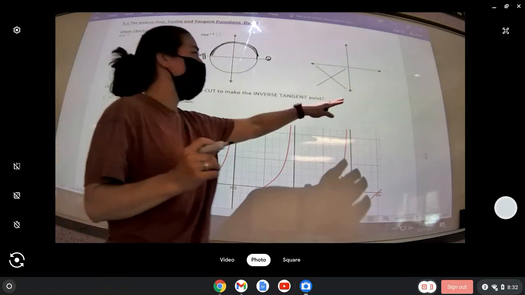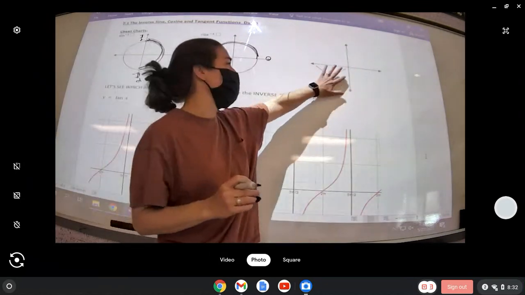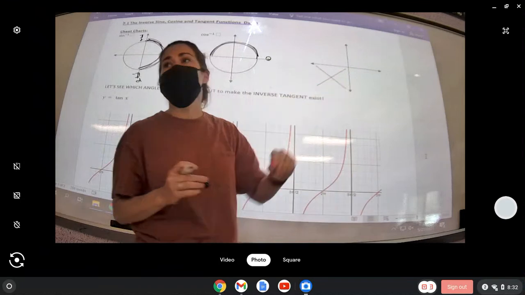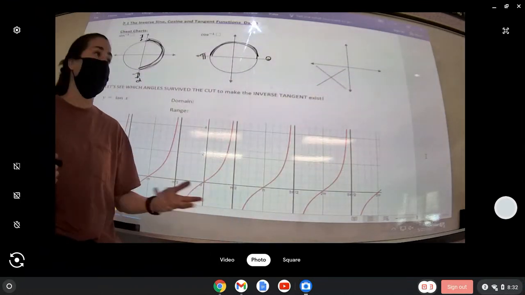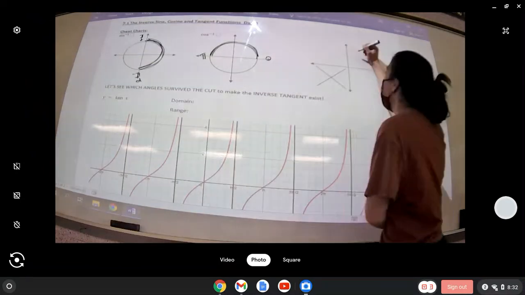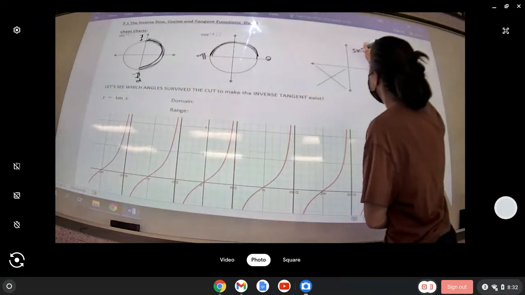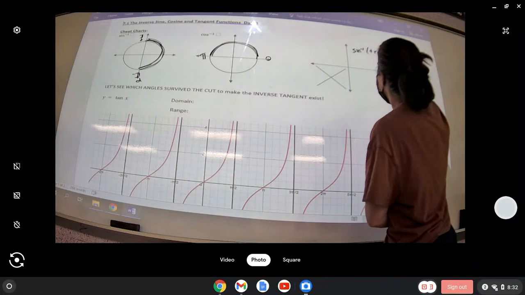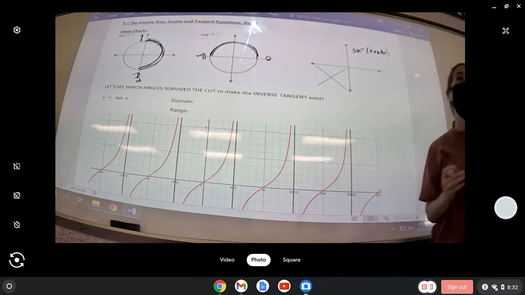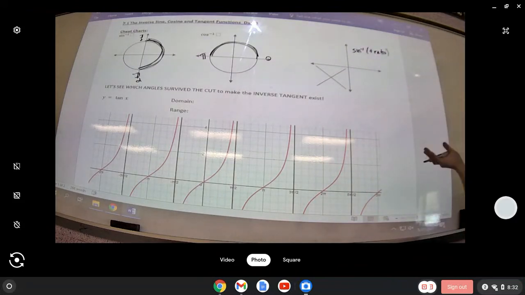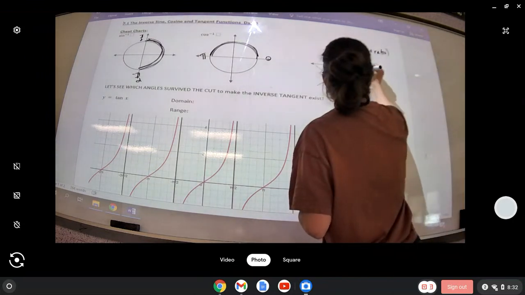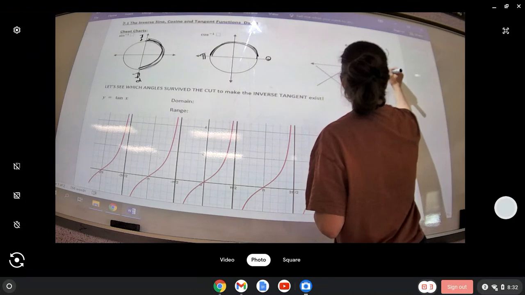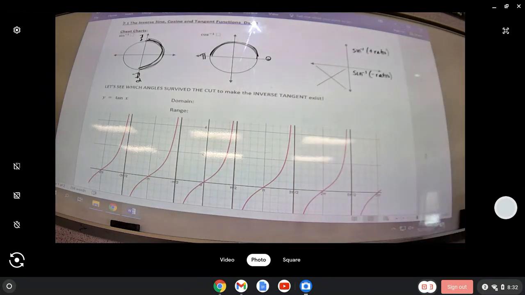Then I gave you the little cheat chart where I already spoiled for you the fact that no inverse trig functions are capable of spitting out quadrant 3 angles. Quadrant 3 angles do not survive the cut of any of their graphs. So right now we know if you take the inverse sine of a positive ratio, it's going to spit out a quadrant 1 angle between 0 and pi over 2. If you take the inverse sine of a negative ratio between 0 and negative 1, it's going to spit out a quadrant 4 angle between 0 and negative pi over 2.